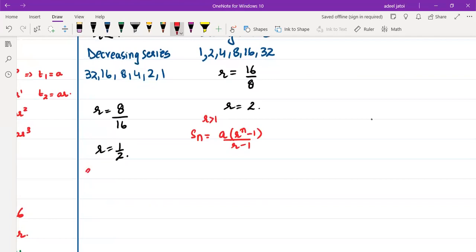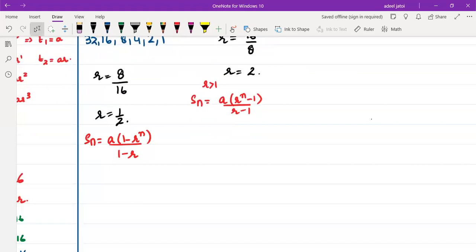Similarly, for the sum of a decreasing series, I can use a(1 minus r to the power n) upon 1 minus r. Why do we change the formula? If you note that if r is less than 1 and we keep r first in the denominator, then obviously we will have the value in the negative. So to avoid that, we change the places. Nothing else. The formula will remain the same according to the given perspective.